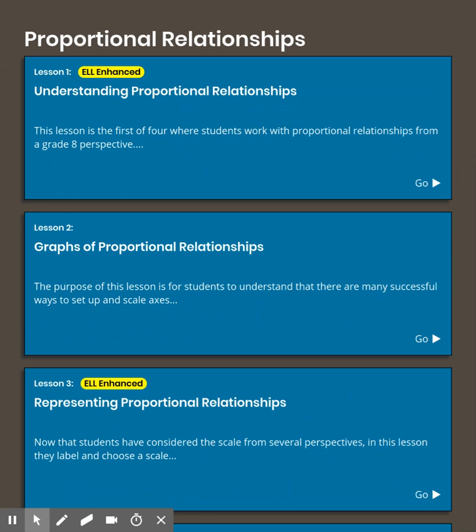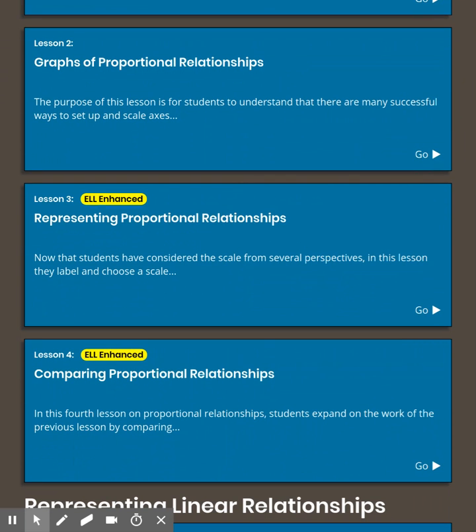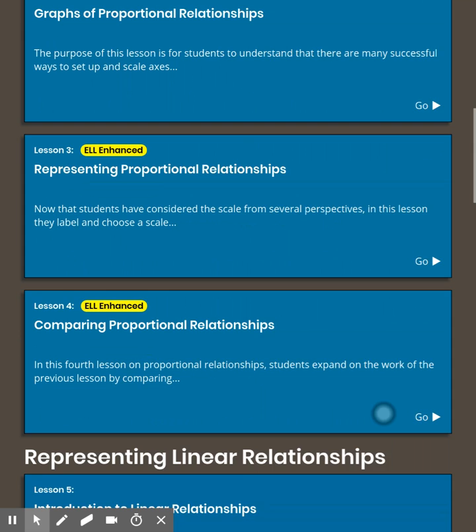Another big focus of this first part is on making sure that students understand the scale of a graph and what the labels are. There's a lot of expectations that students pay attention to the scale, pay attention to the labels, and then they're going to be creating appropriate scale. So there's a lot of work on that as well. That builds to using tables and graphs and situations and equations to represent that proportional relationship.